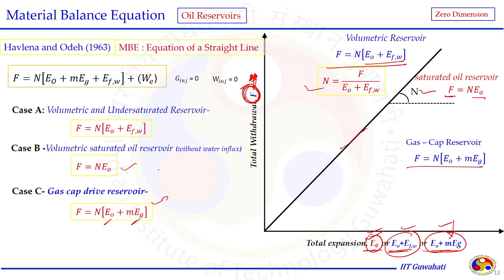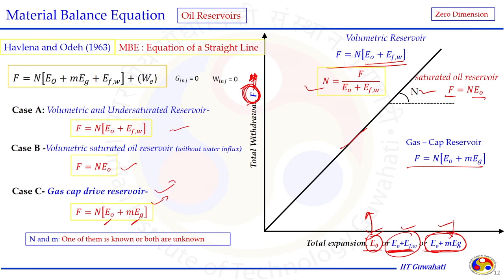So if it is just saturated, F versus EO should give us the straight line. If it is undersaturated, F versus EO plus EFW should give us the straight line. And if it is a gas cap reservoir, F versus EO plus MEO should give us the straight line. And if none of them gives us a straight line, it means there is a water drive existing in the reservoir and supporting the pressure energy for the production of the oil. What that situation could be about the water drive, we will discuss in the next slide.